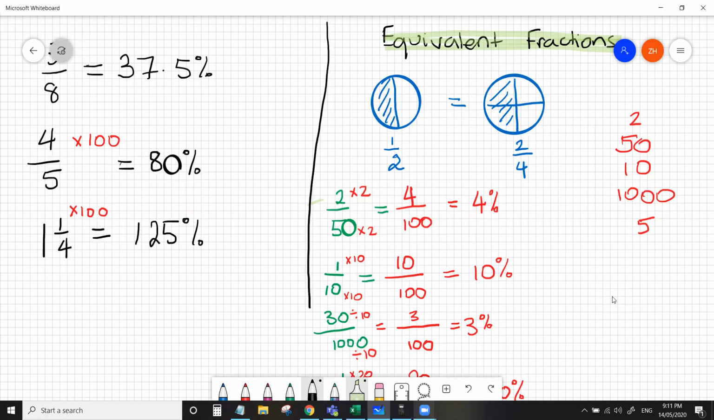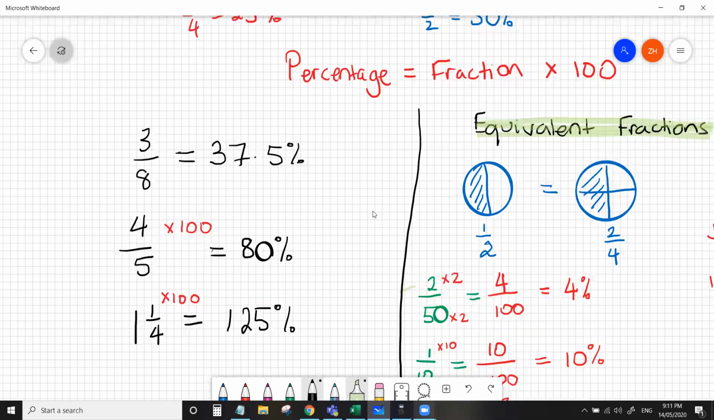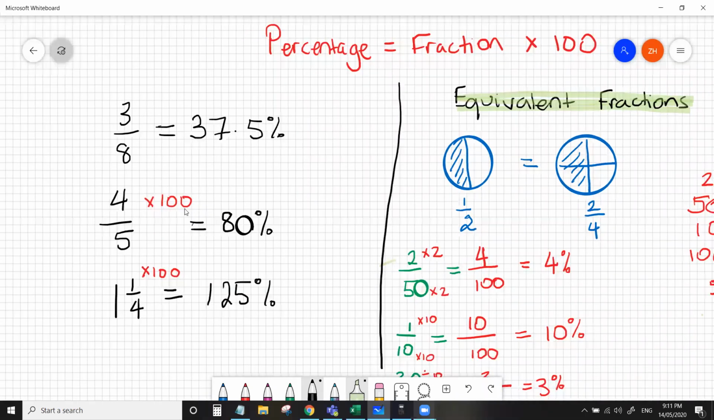But for the time being, if it's a number like 2, 50, 10, 1,000, 5, you might have 20, any of those numbers that can be multiplied or divided to get to 100, you can try the equivalent fraction method. Otherwise, if that's not going to work, just stick to your calculator method, where you're taking the fraction, multiplying by 100, and then writing a percent sign after it.